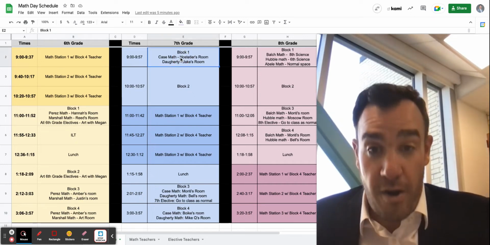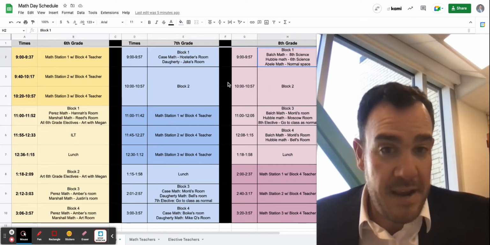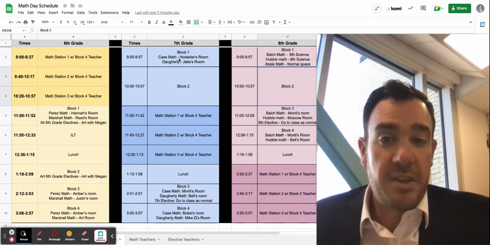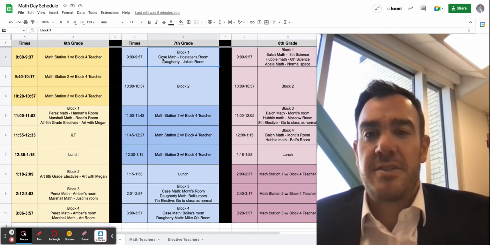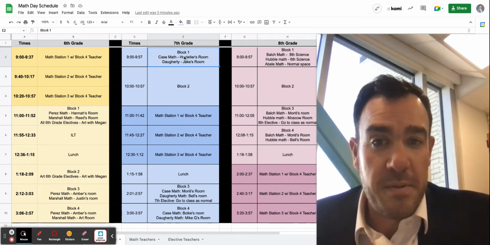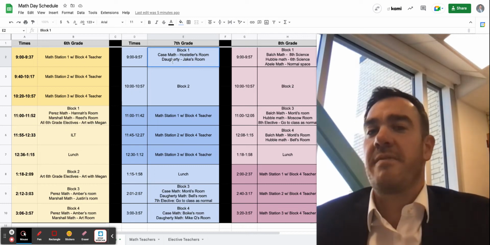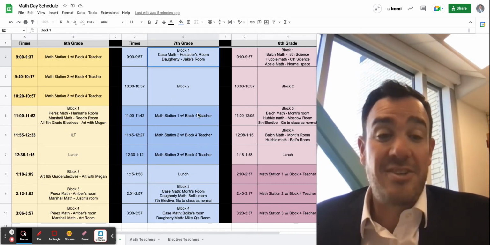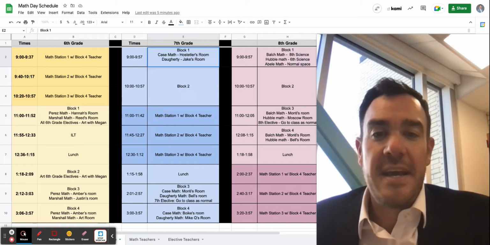Seventh grade, you're going to start with Block 1, same in eighth grade. Seventh grade and eighth grade, you'll both have Block 2. Notice there are some schedule modifications. So if you have Mr. Case for 7th grade math Block 1, you're going to be going to Mr. Hostetler's room. If you have Miss Doherty's, you'll be going to Mr. Bury's room. These schedule modifications are on the document.